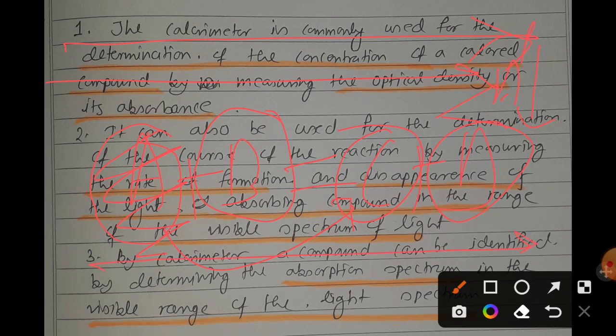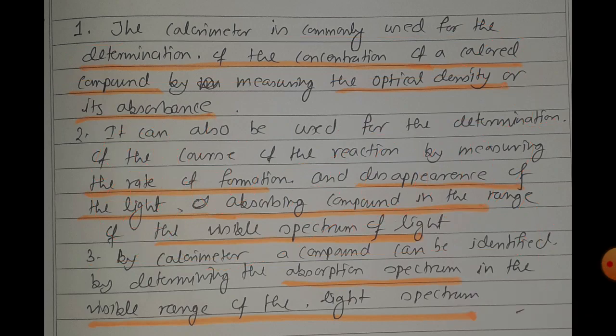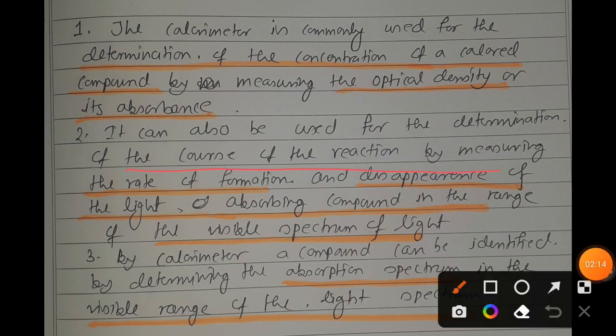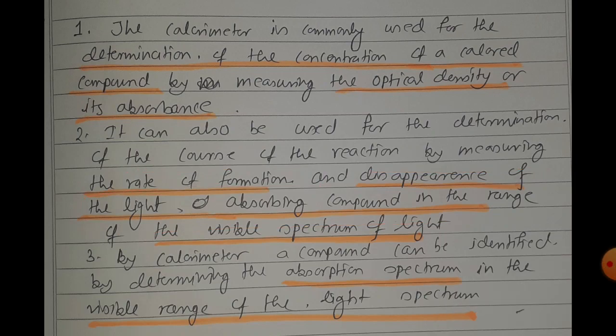Similarly, if we pass light rays of specific wavelength which is specific for C, then we can find the increase in the absorbance because the concentration of C will increase. Similarly in case of D, and that is how with the help of this colorimeter we can find out the course of the reaction, by measuring the rate of formation and disappearance of the light absorbing compound in the range of the visible spectrum of light.